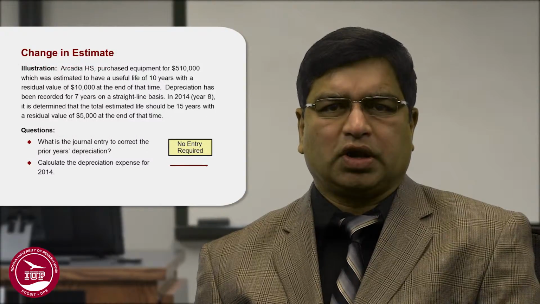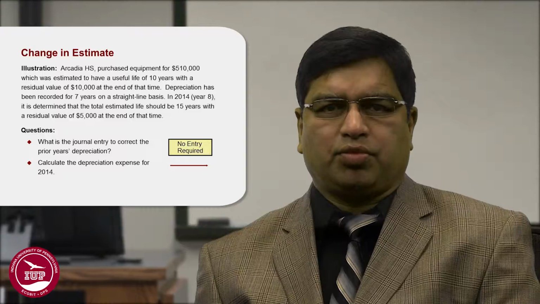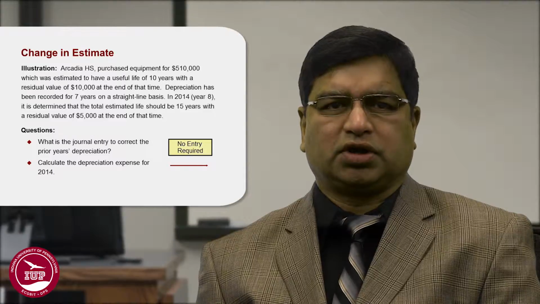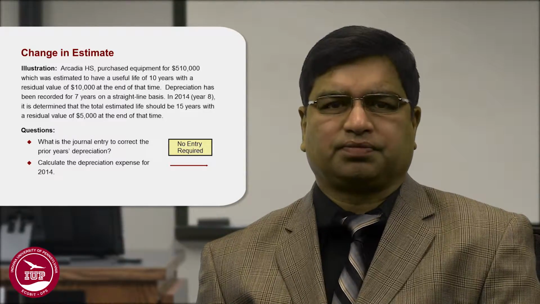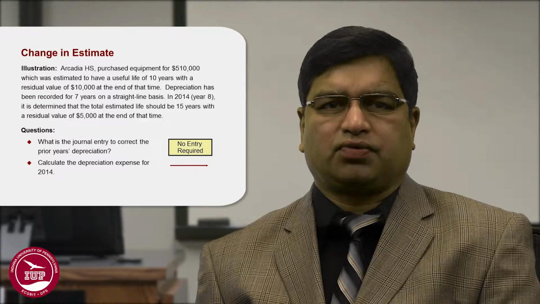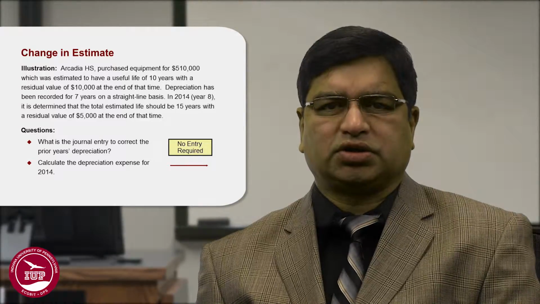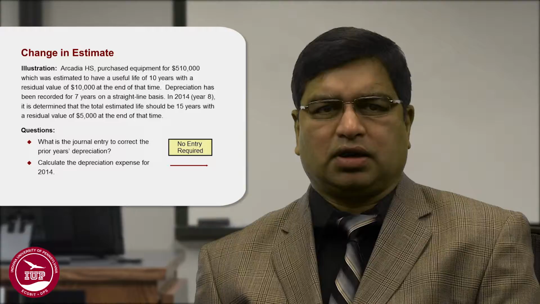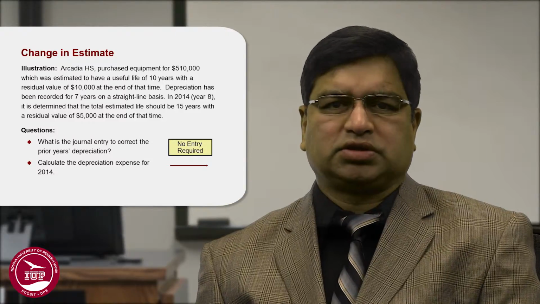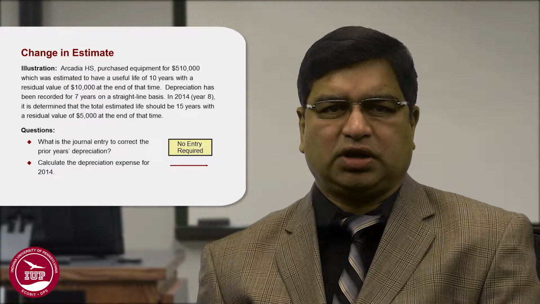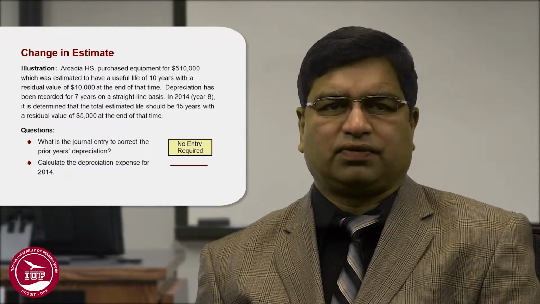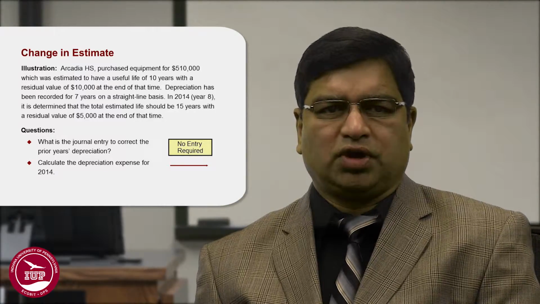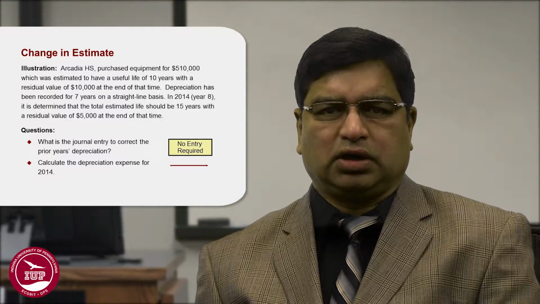For example, you've got equipment that was purchased for $510,000 with an estimated useful life of 10 years with a residual value of $10,000 at the end of the time. Suppose the depreciation has been recorded for 7 years straight on a straight line basis, through 2013. And in 2014, that is year 8, the company determines that the useful life is not 10 years but 15 years with a residual value of $5,000 at the end of that time. So how do we deal with this change in the estimate?